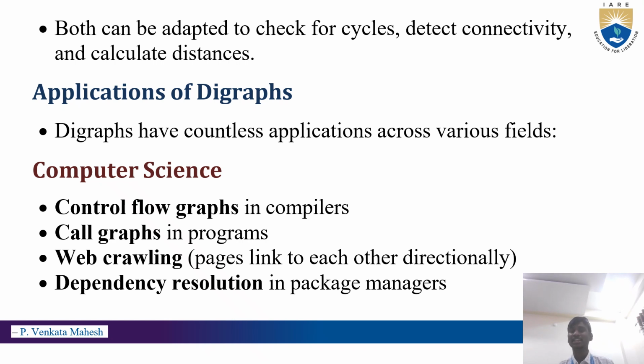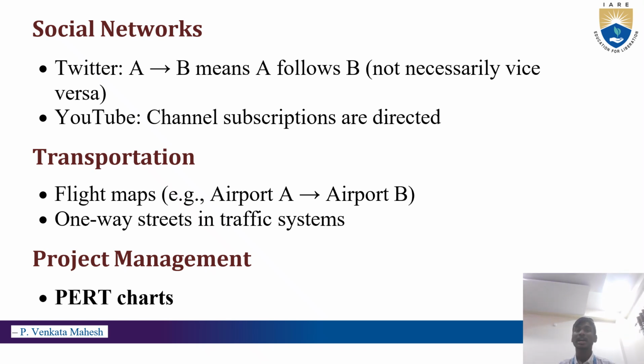Web crawling, that is, pages are linked to each other directionally. When you click on a link, it is linked to a page, and again if you click on a link, it will link to another page in a directional sequence. That is web crawling. Dependency resolution in package managers. Social networks: Twitter, A to B. If A follows B, you can go to B. B follows C, you can go to C, in a particular direction. In YouTube, channel subscriptions are directed.